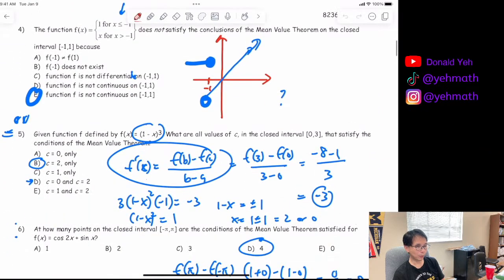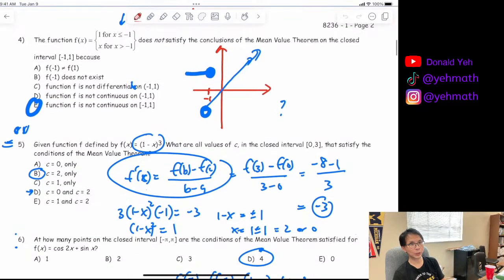Number 4, I will draw it. Once I draw it, I figure out E is the wrong answer, or E is not satisfied. Well, it's not satisfied, but it's not continuous at -1, 1. So we are finding a reason why they are not satisfied. So it has to be not continuous at -1 to 1 if you draw it correctly. And that's my drawing. Any questions there? Kind of hard for that one, but you got to know how to draw a piecewise function.